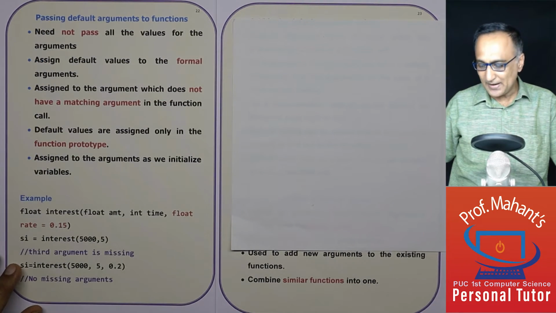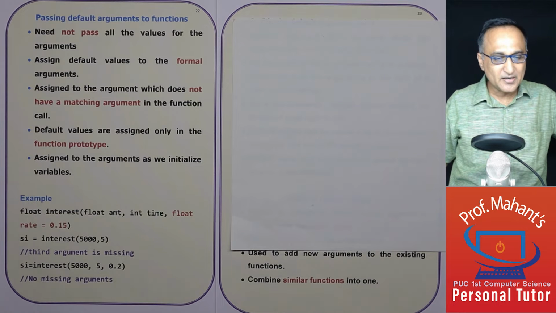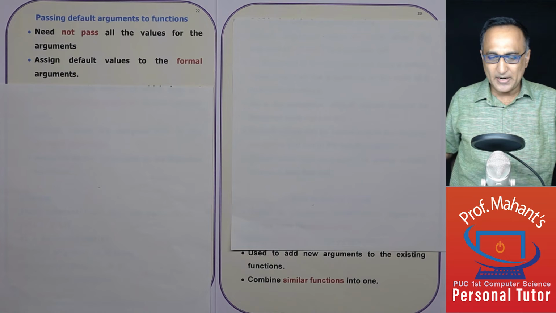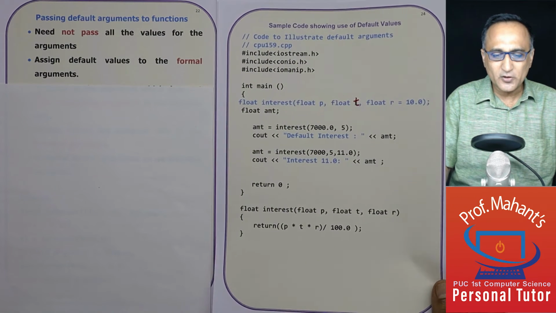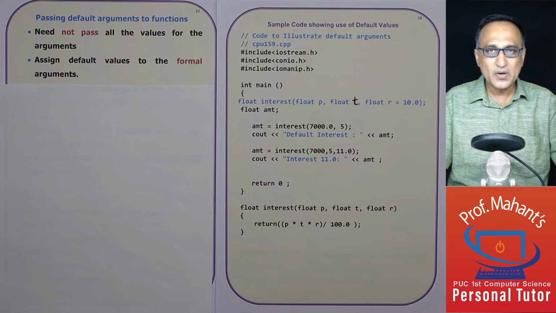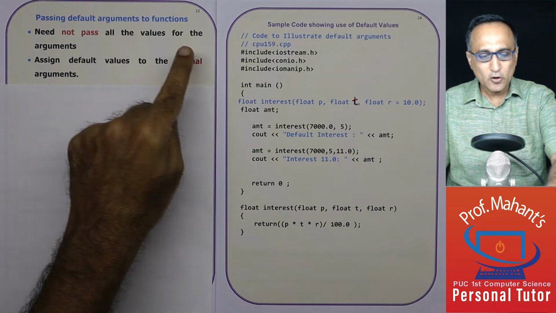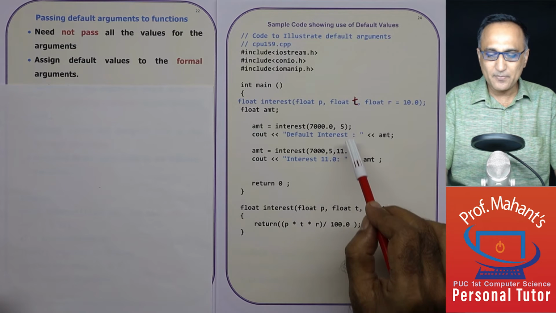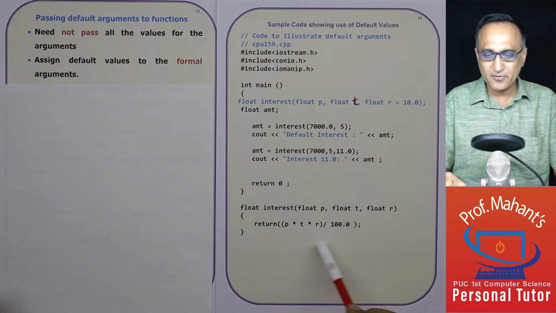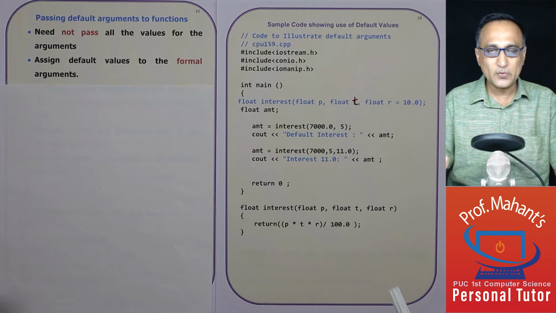Now we can go ahead and try to understand this concept in much more detail. Once we've taken a look at the program, it's really not too difficult to understand. We can just keep this at the side so that we understand it much better. We need not pass all the values or arguments. Here I am not passing the rate of interest. So this is an example of a function accepting or working with default arguments.